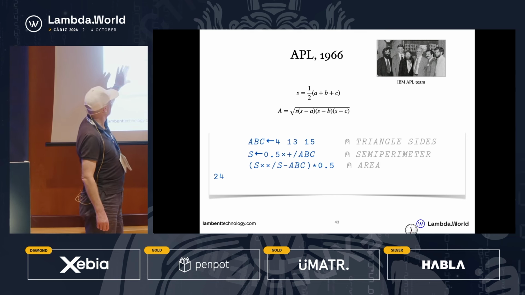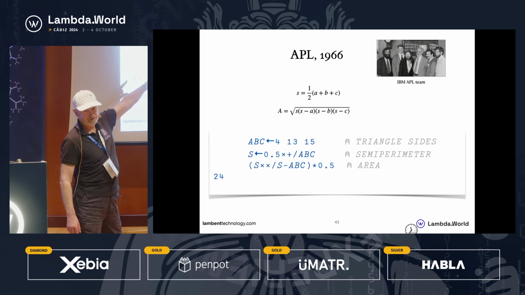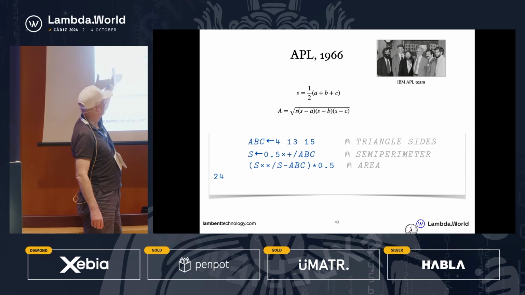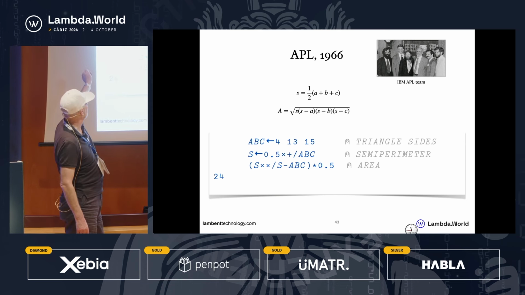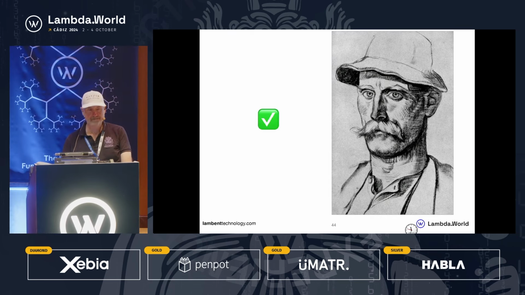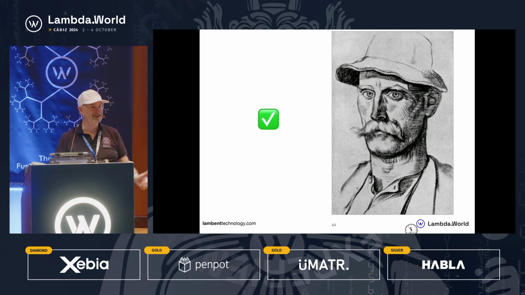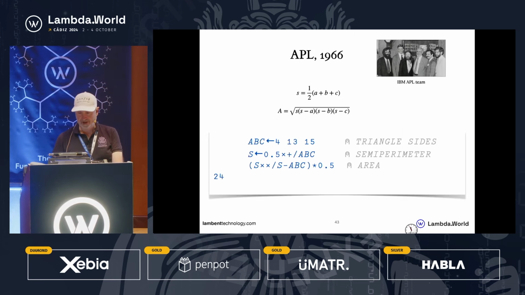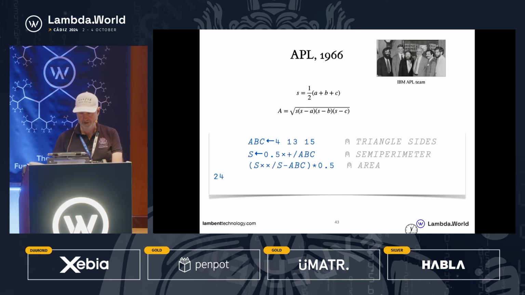So this here is the formula for the area of a triangle, and this is its representation in APL as of about 1966. And we get a thumbs up from the taciturn Norwegian because it's nice and short. In fact, we can see that the APL is actually shorter than the conventional mathematical notation.